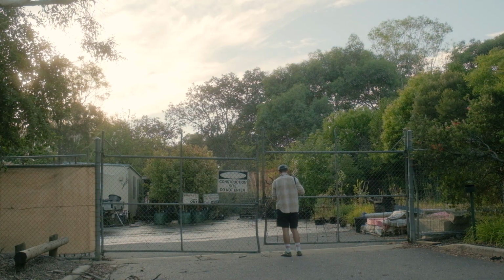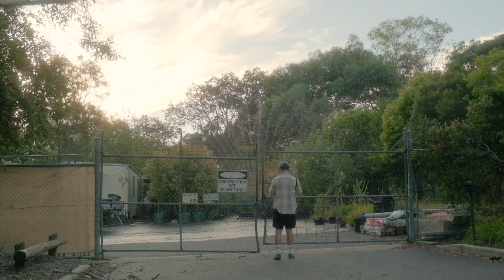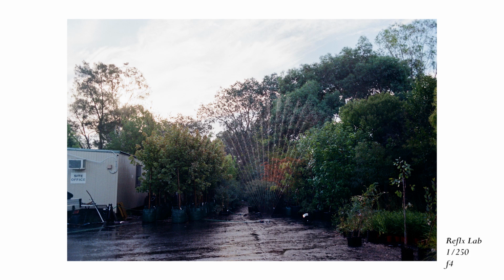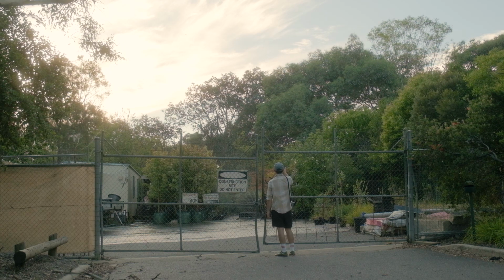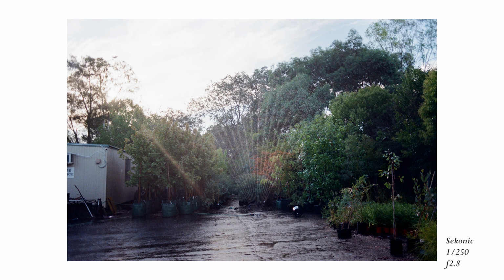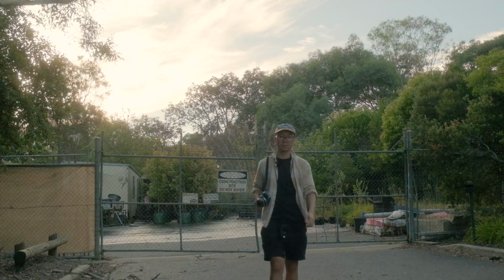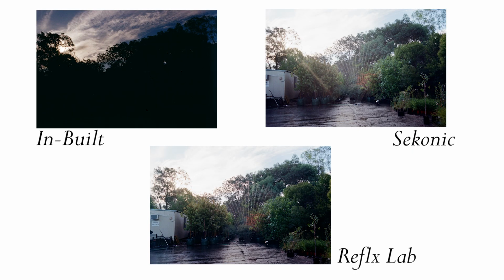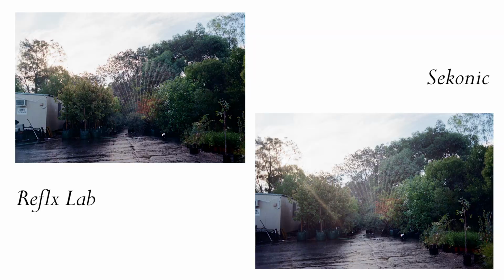1/1000 F22. I feel like that's very dark. F4 25. Cool. Sekonic, what have you got? 2.8. I definitely think the inbuilt meter for this camera is shot, but that's the whole point of doing this.